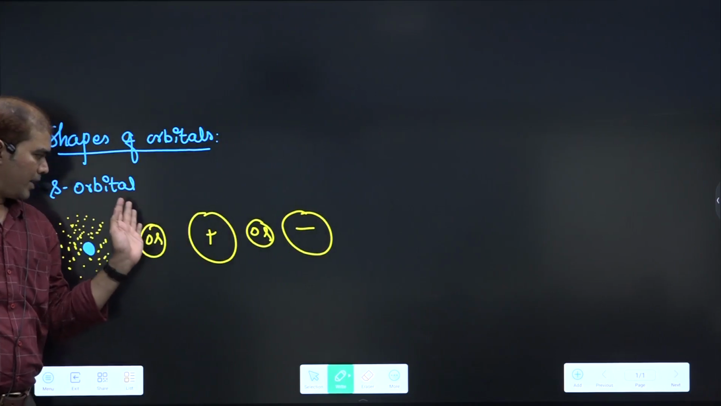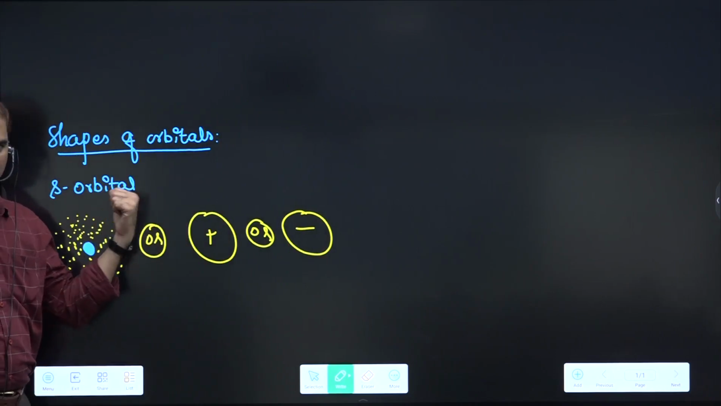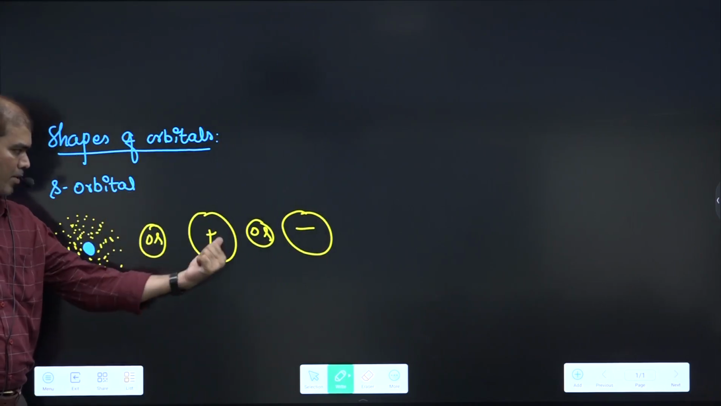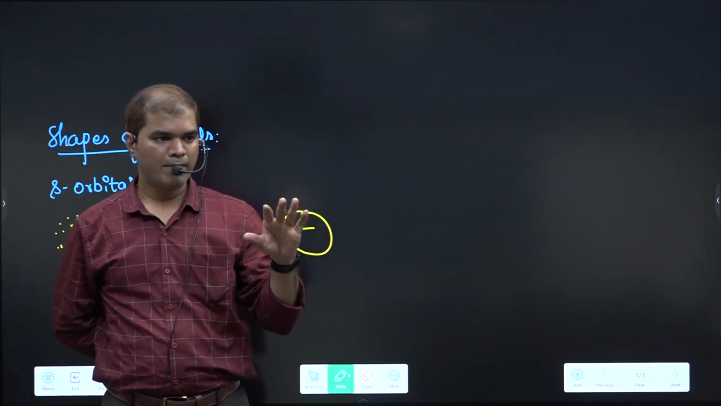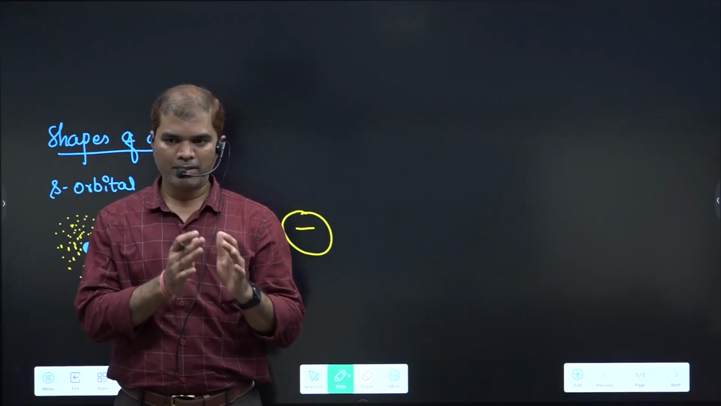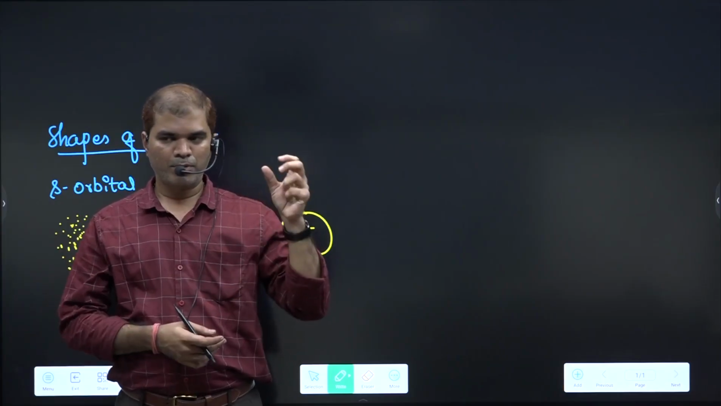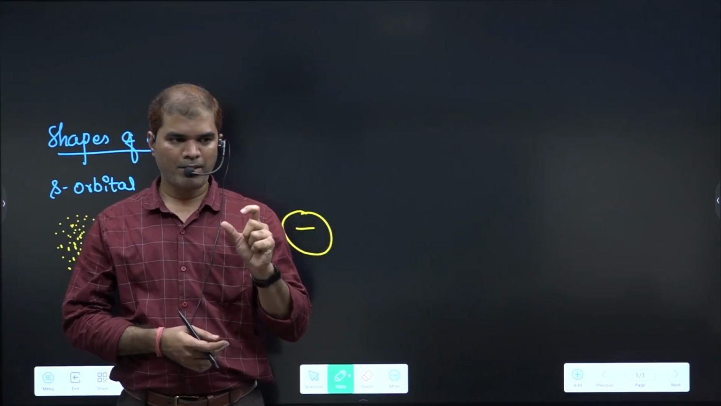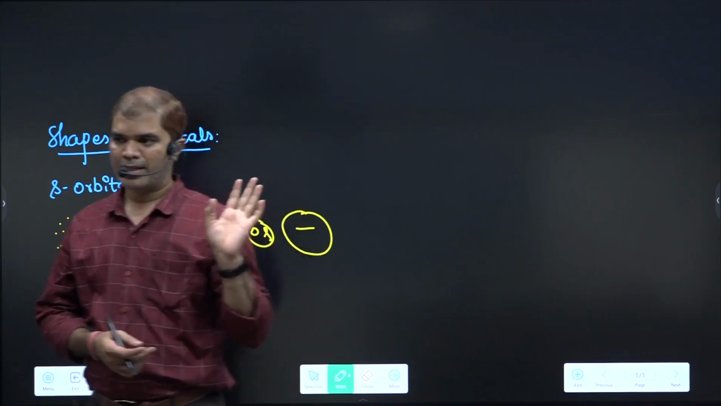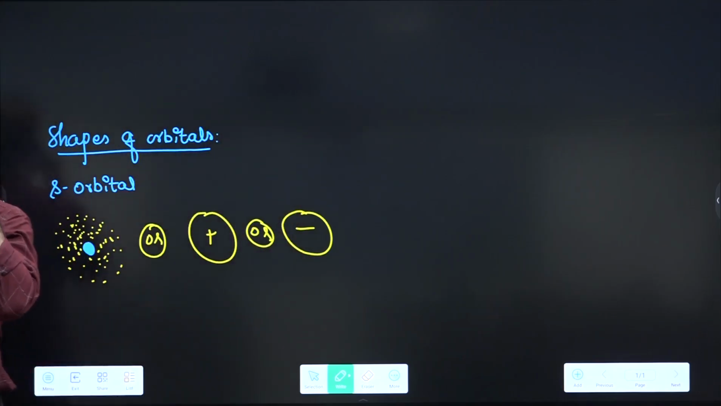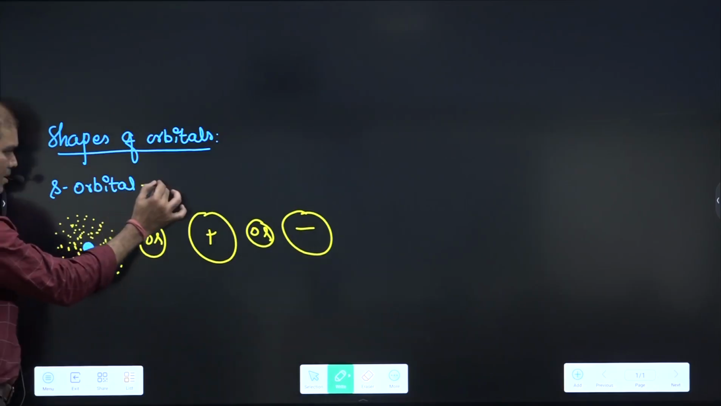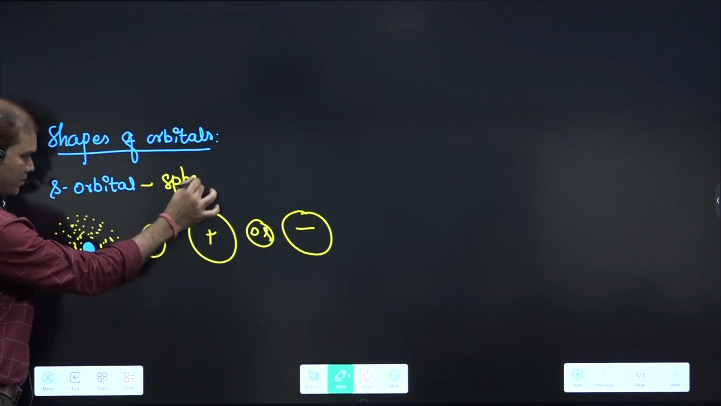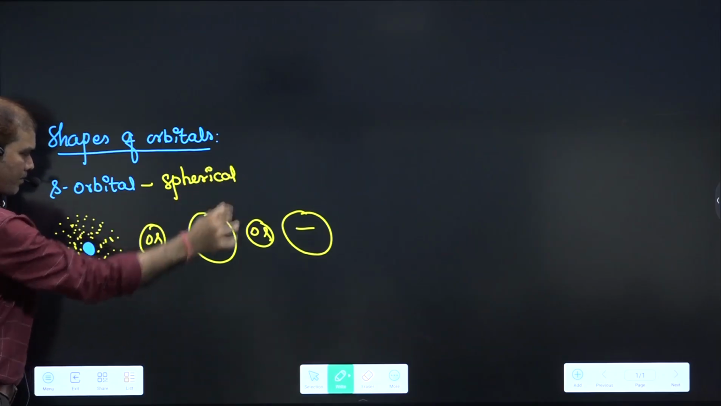Okay, that you call contour plots, contour diagrams, or simply you can put all plus. It means it is all the same phase, or it could be complete minus. So either you have to put completely plus or completely minus. Okay, that is s orbital. And what is the shape of s orbital? Spherical. So the shape is spherical. You can note it.